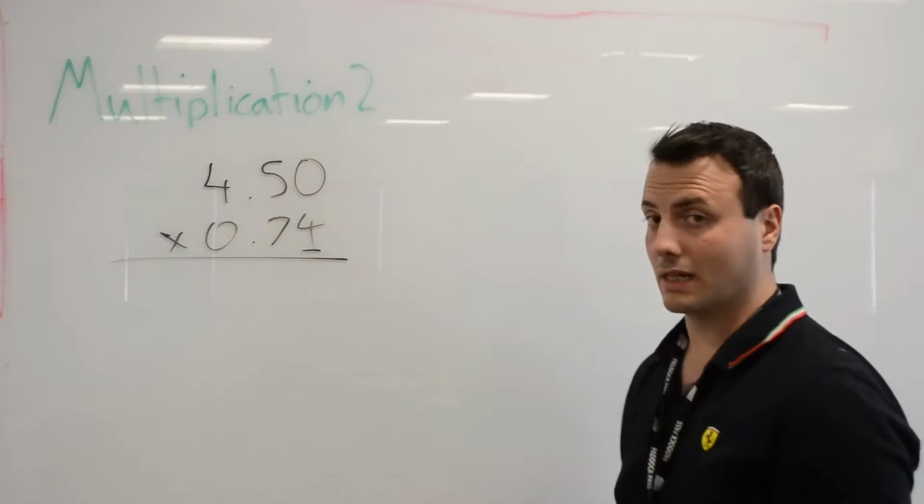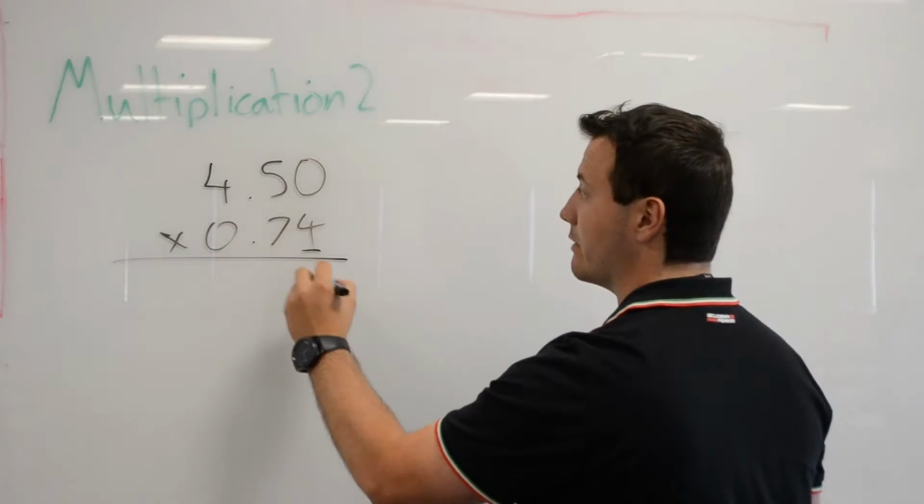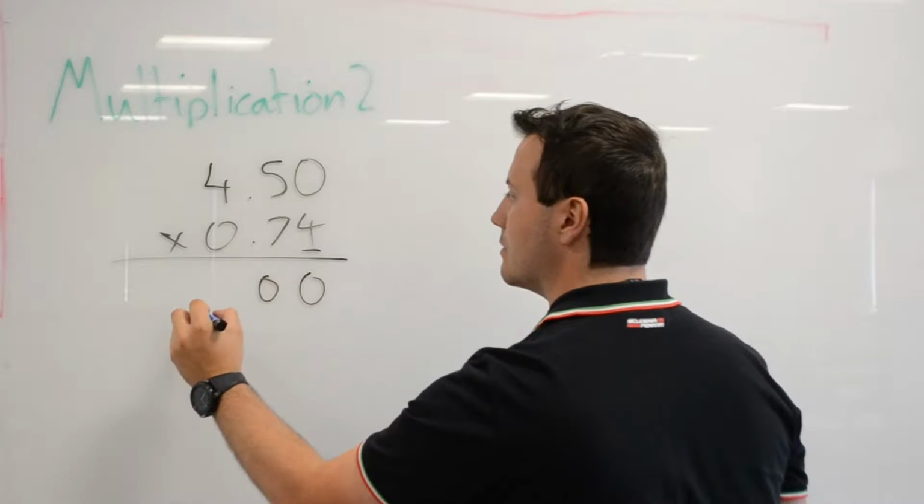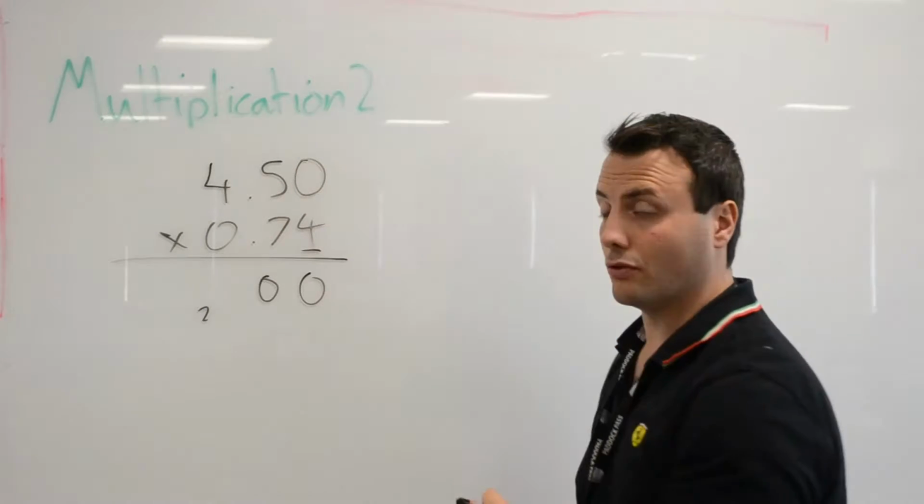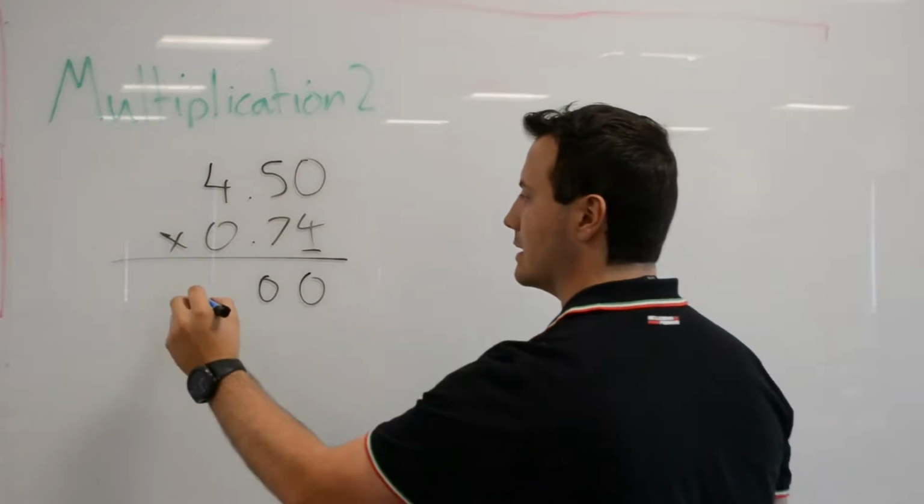Start with our pivot down the bottom. 4 times 0 is 0. 4 times 5 is 20. 4 times 4 is 16, plus 2 is 18.